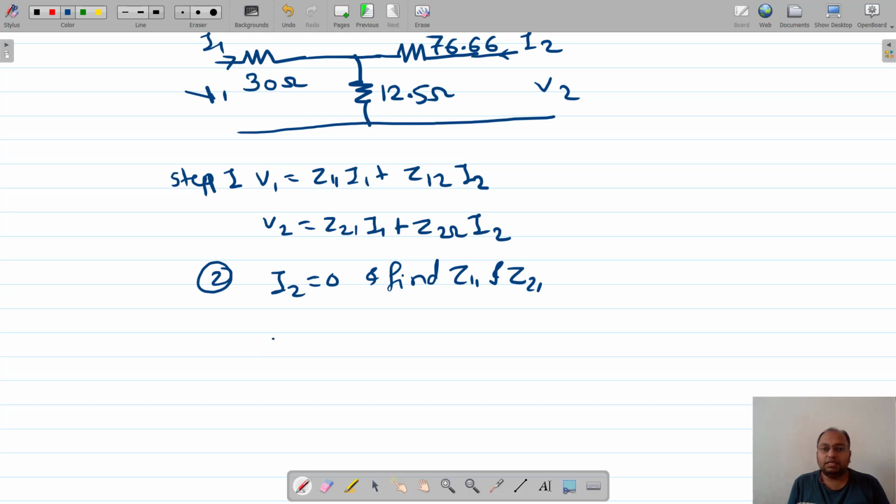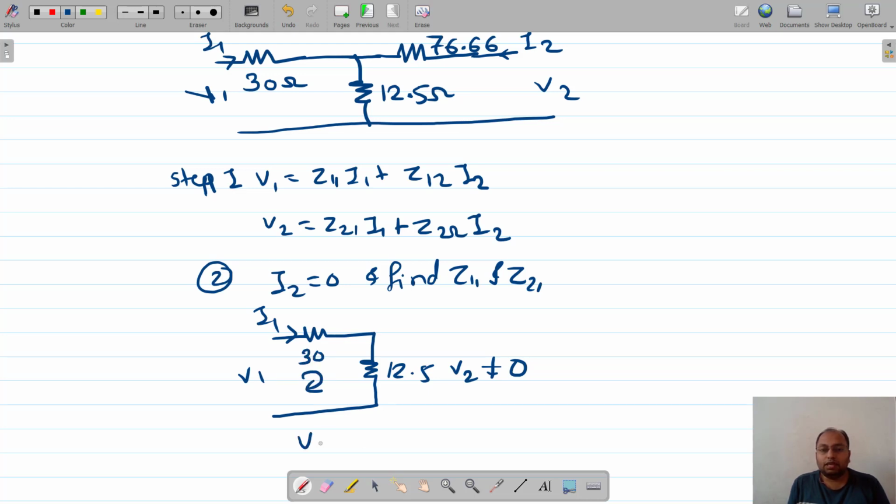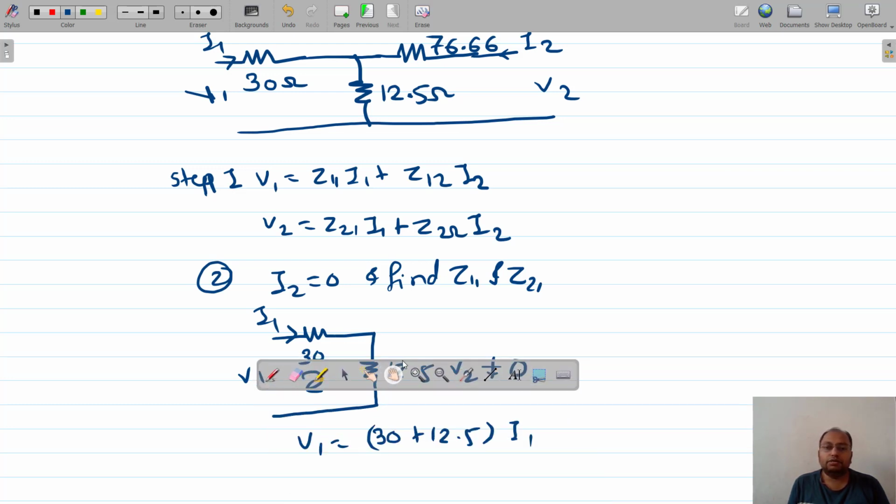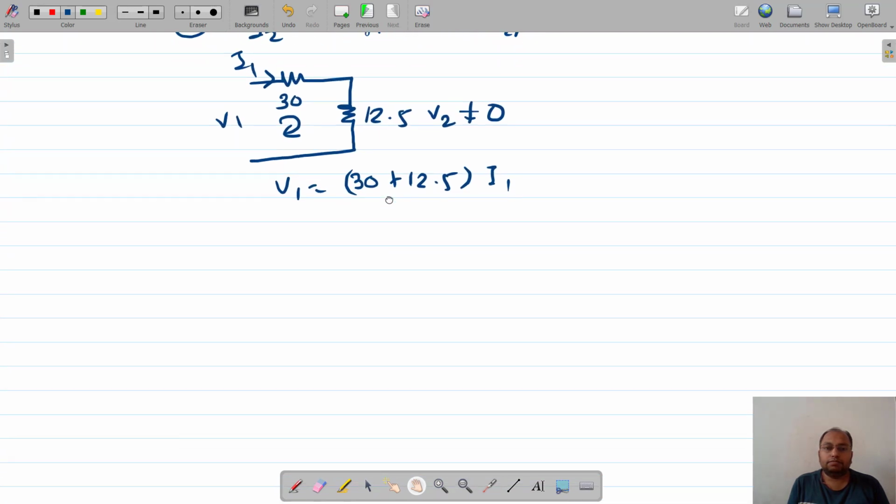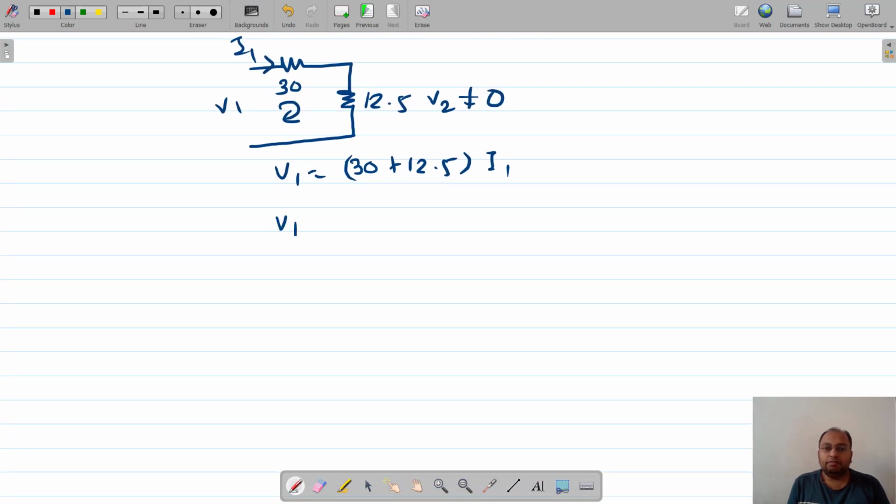So let us go for this. Simply the circuit will be disconnected, that is the 76.66 resistor will be disconnected, right? But V2 will not be 0 because of I2, right? Therefore apply KVL. V1 is equals to 30 plus 12.5 times I1, right? Therefore V1 by I1 is coming as 42.5, and that is coming as Z11.